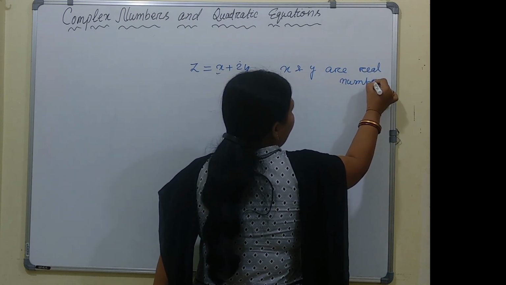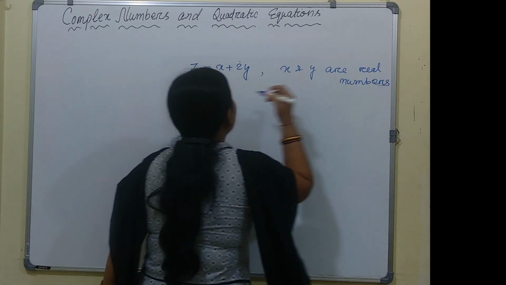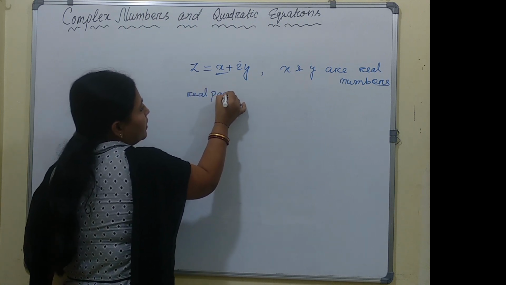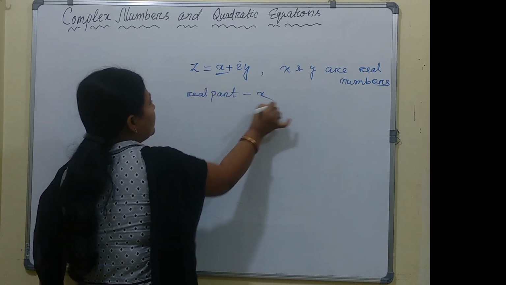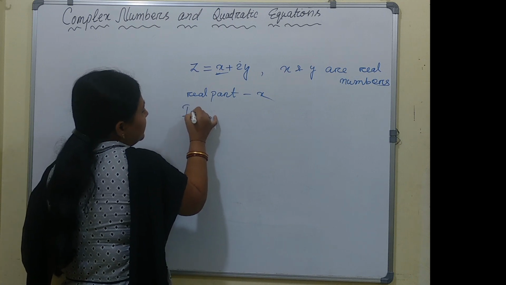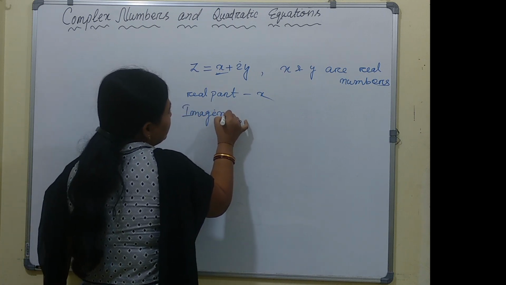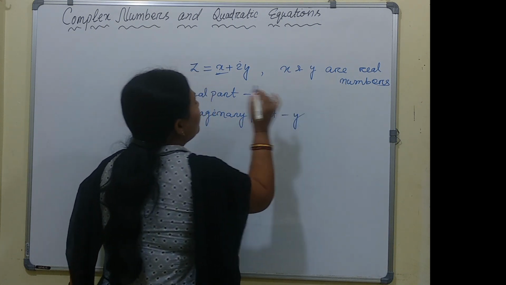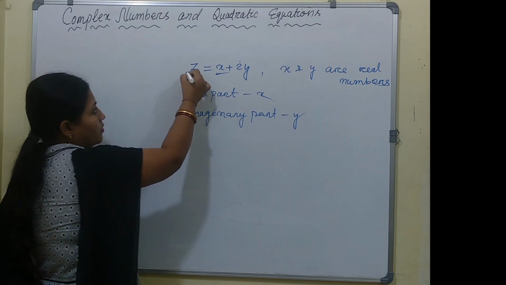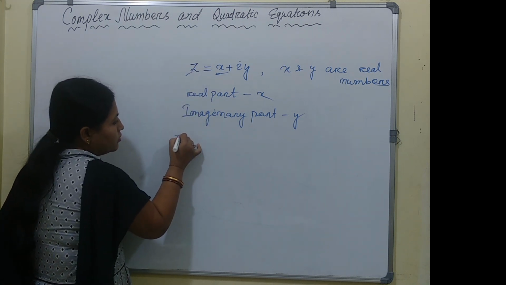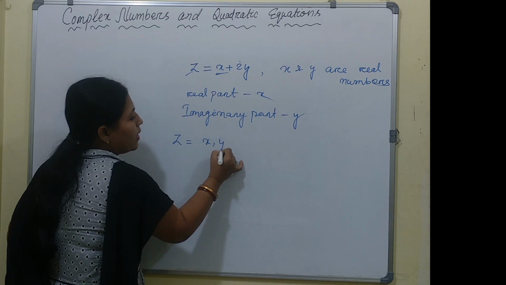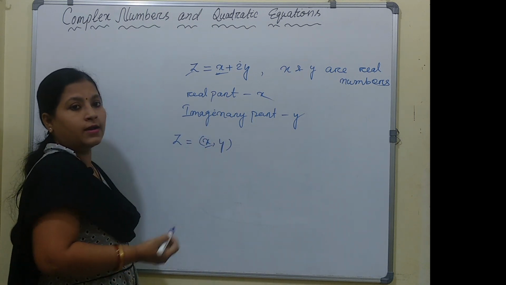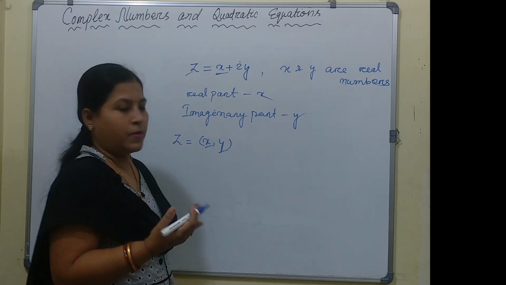x and y are real numbers, and x is the real part of z, and y is the imaginary part of z. So we can also write z as the ordered pair (x, y). So x is the real part and y is the imaginary part.